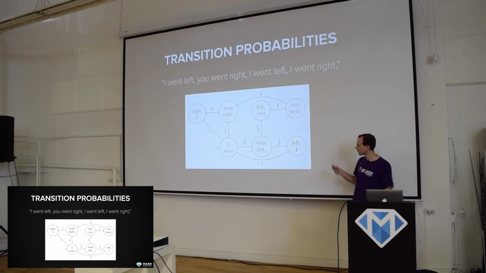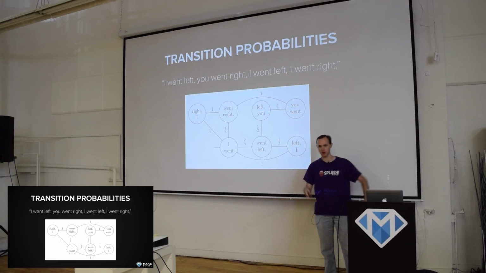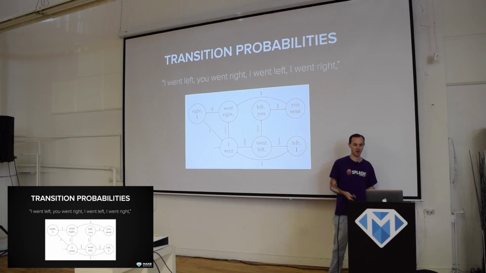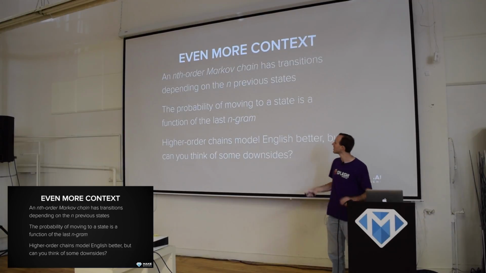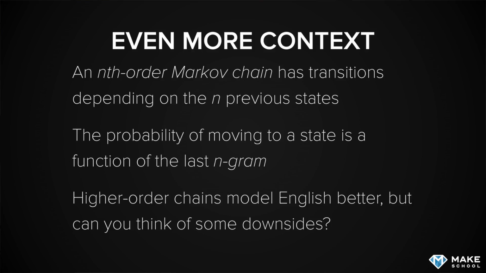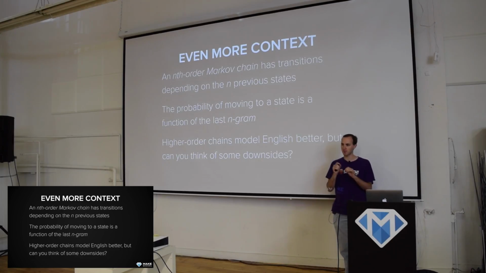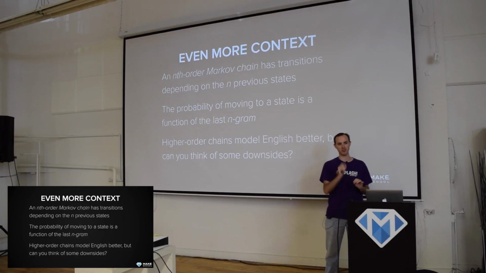So you can imagine if you're going to keep track of the 2 previous words, why stop there? And indeed, you don't have to. So an nth order Markov chain has transitions depending on the n previous states. You keep track of n previous words. So what that means is that the distribution you use to pick which state to go to next is a function of the last n words.